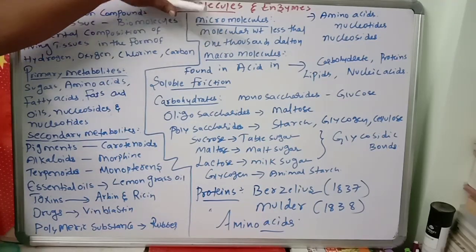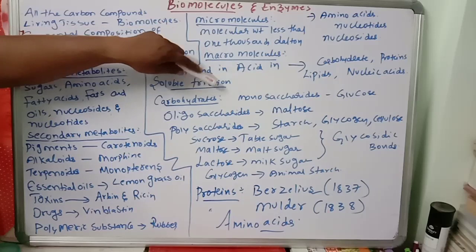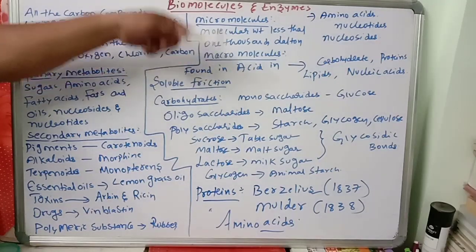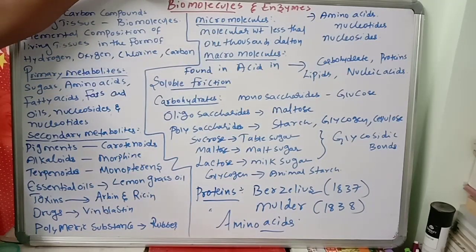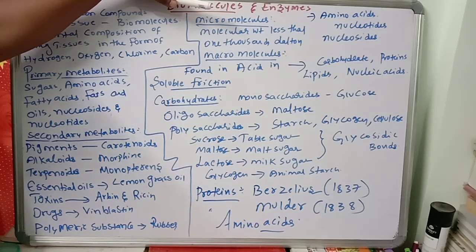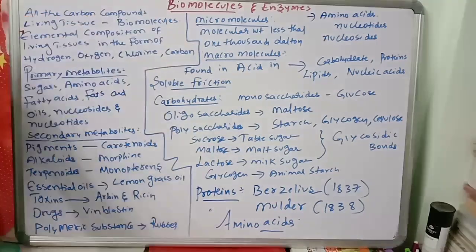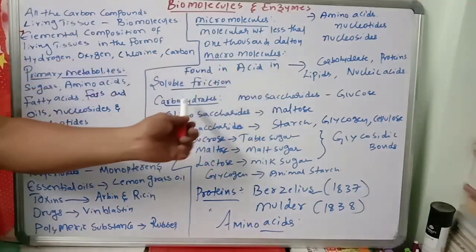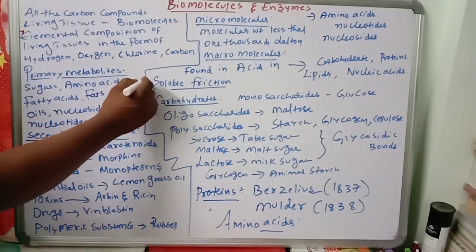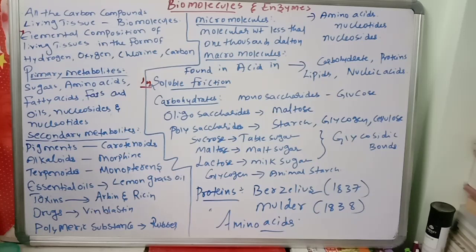Macromolecules are those found in the acid insoluble fraction, with molecular weight more than 1000 Dalton. They are called macromolecules, like carbohydrates, proteins, lipids, and nucleic acids. Okay, so like this there will be macromolecules, found in the acid insoluble fraction, as opposed to the acid soluble fraction.